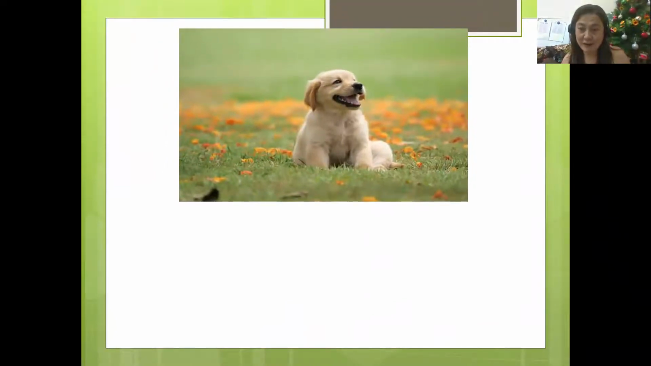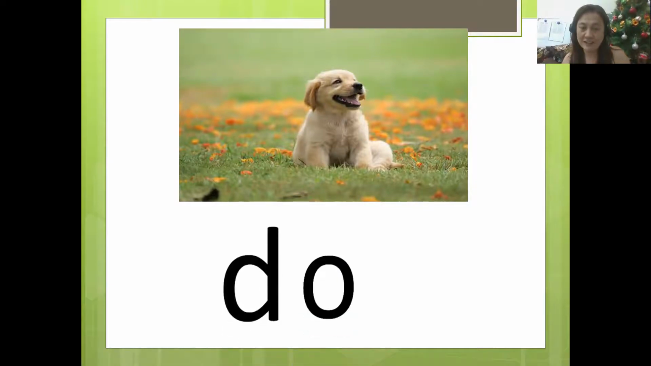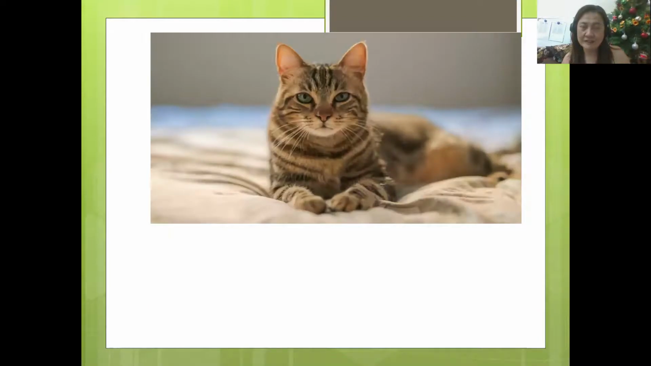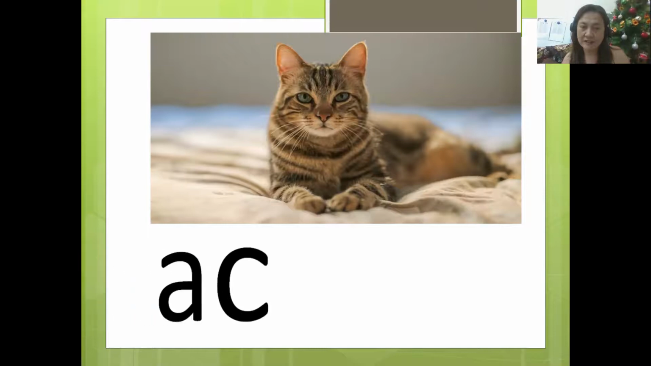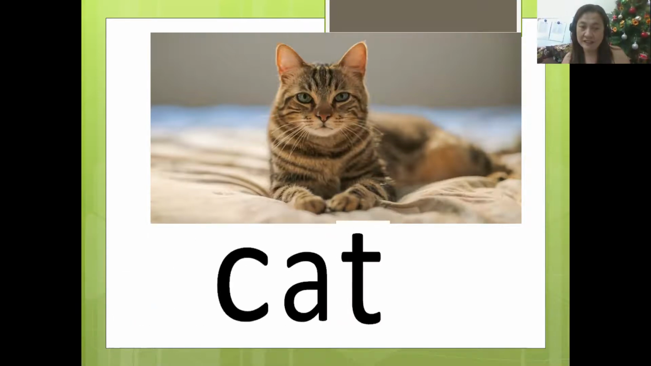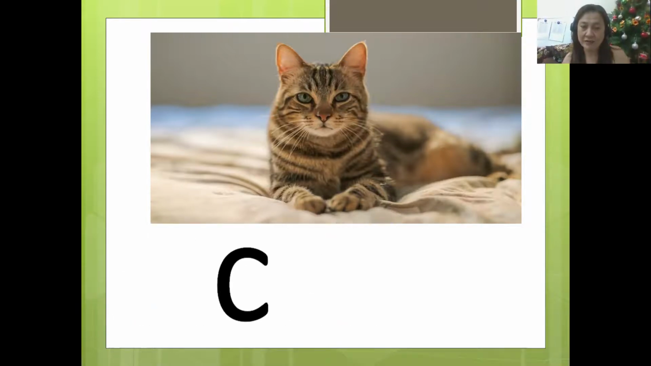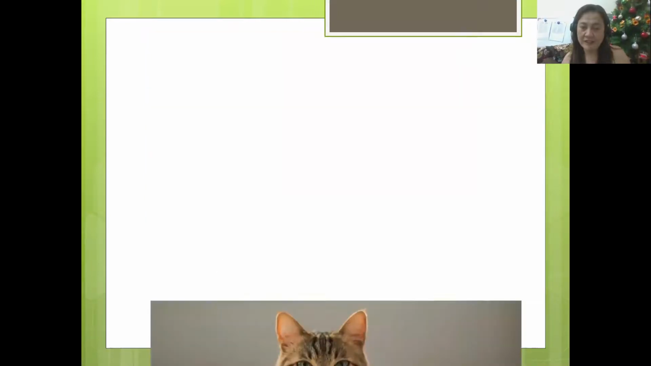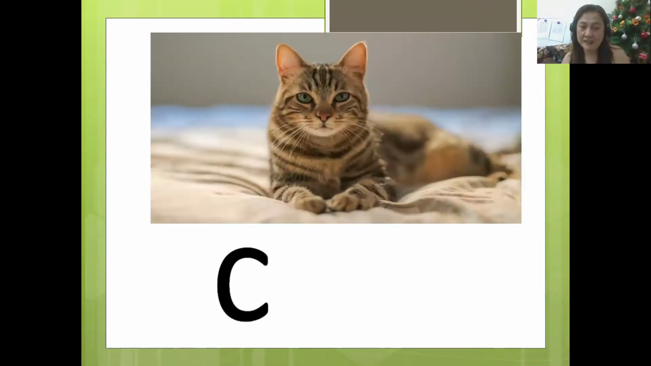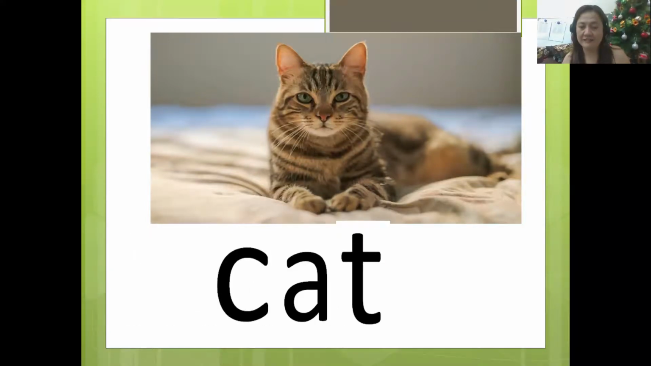Okay, this is a dog. How are you going to read the word dog? It's d, o, g. So you're going to produce the sound first. This is a cat. K, a, t, cat. Let's do it one more time. K, a, t, cat.